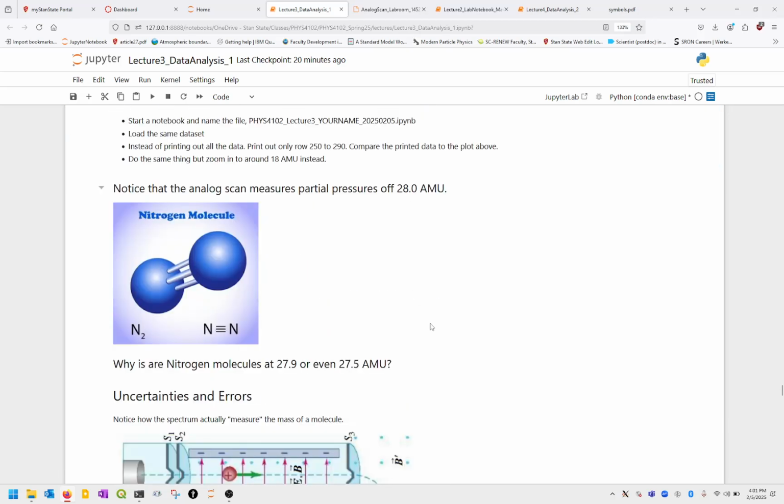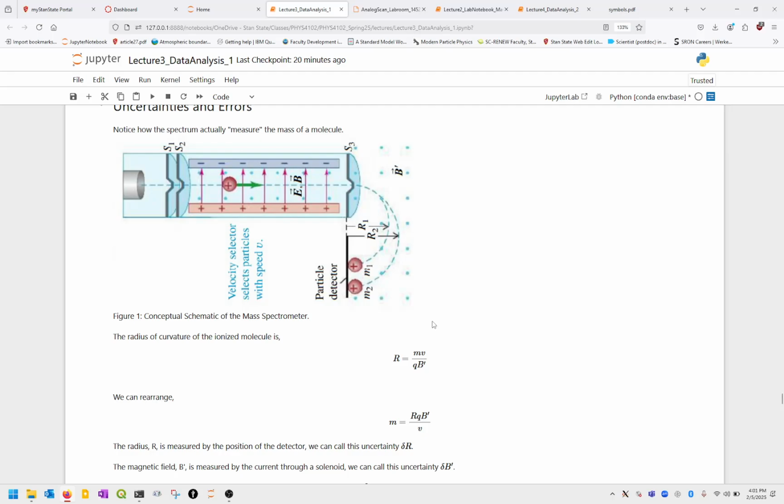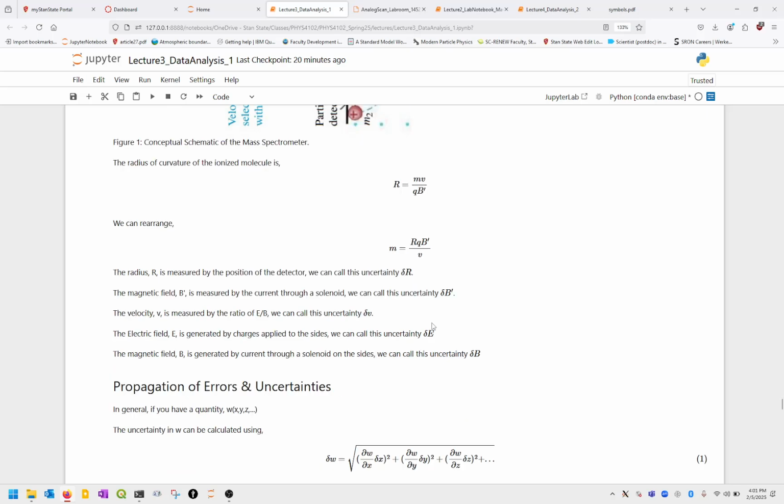And this is where we're going to deal with uncertainty. Oh, I should have had this picture up. So this E field, B field, if there's some mismeasurement of this, it'll give you a slightly off measurement. The radius measuring where the detector is located, what the B field is, all of this is going to cause uncertainty.